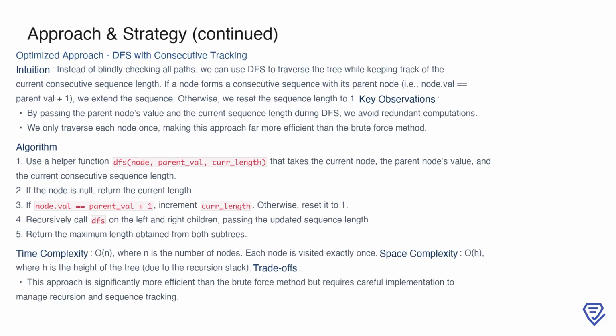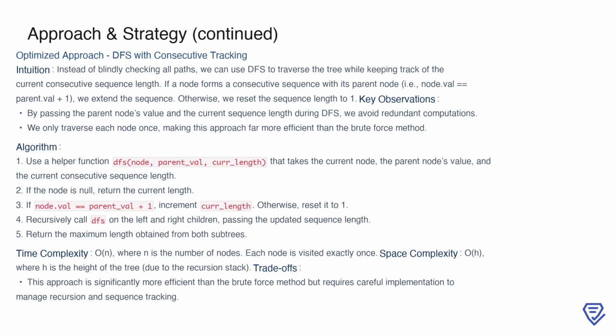Now, let's make this process more efficient by using an optimized approach. Here, we still use DFS but introduce a mechanism to keep track of the current consecutive sequence length as we traverse the tree. The key idea is to check if the current node forms a sequence with its parent.